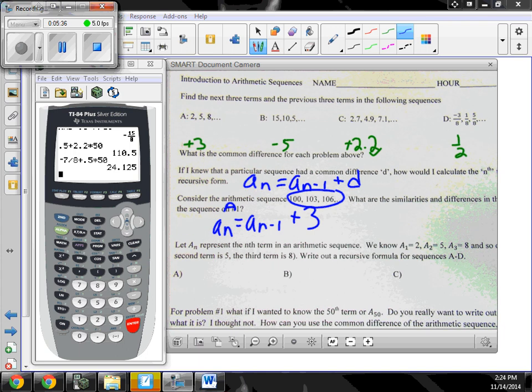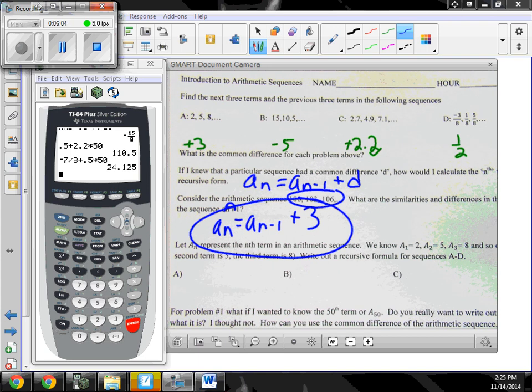So if all you knew was this, could you write out a sequence? You couldn't, because you don't know where to begin. And you might say it doesn't matter where you begin, but it does, because if you begin at 1, you're going to have a totally different list of numbers than if you begin at 2. Right? You could have 1, 4, 7, or you could have 2, 5, 8. And none of the numbers in either sequence would be the same.